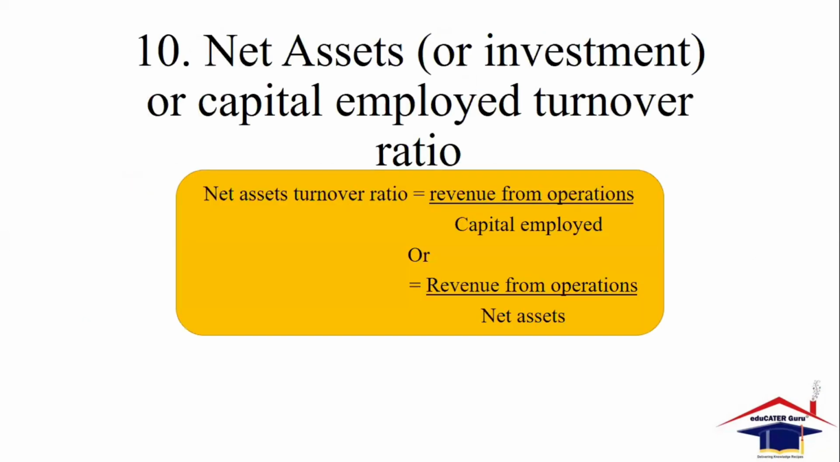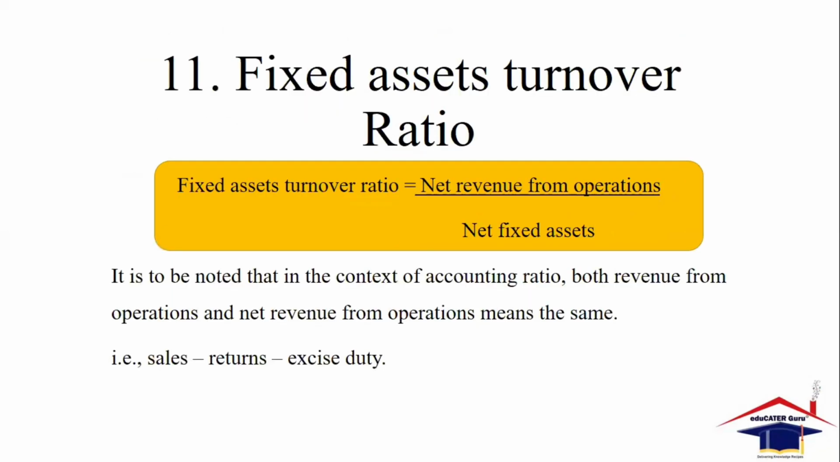Next, net assets or investment or capital employed turnover ratio. So the formula goes like this: revenue from operations divided by capital employed, or revenue from operations divided by net assets. Next, fixed assets turnover ratio. So the formula is net revenue from operations, that whatever the net income you have from the business, divided by the net fixed assets.